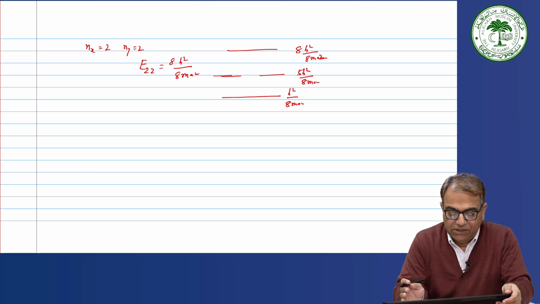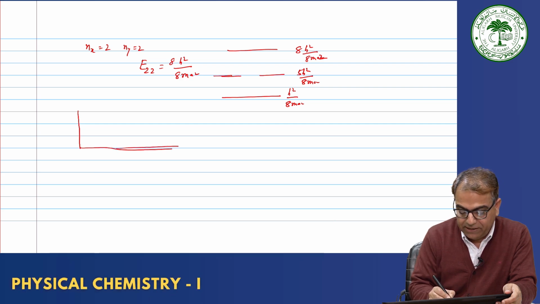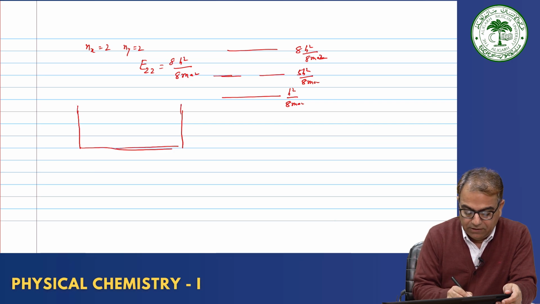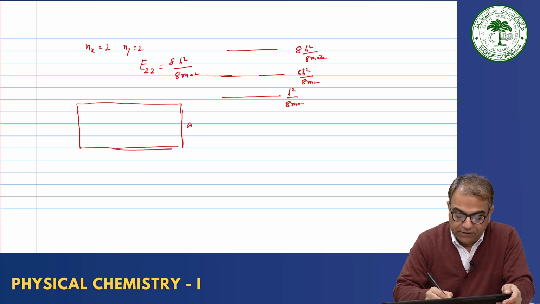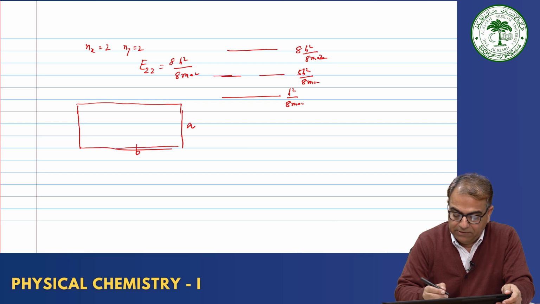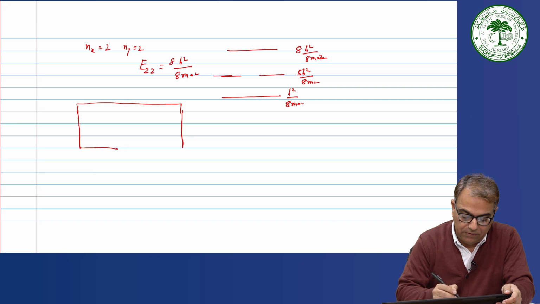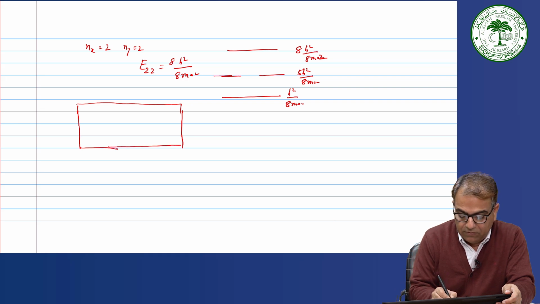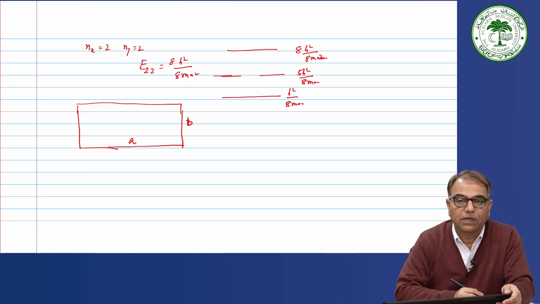If you go from this to a different case, when A and B are different, it's also a planar surface, but now it is a rectangular surface. In this rectangular surface, you have A here and you have B here. Let me write it the other way around, that will be easier for me. This is A on the x axis, and on the y axis you have B.